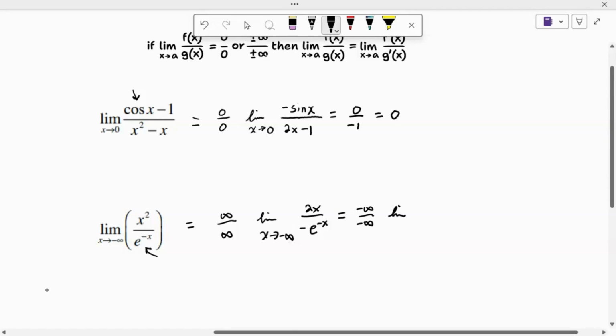So I'm going to take the derivative again, and I would get 2 in the numerator, and I would get positive e to the negative x. Now, if I do this, since I have the constant on top, and the bottom is going to grow as negative infinity gets plugged in here, it's going to be bottom heavy, so my answer would be 0.